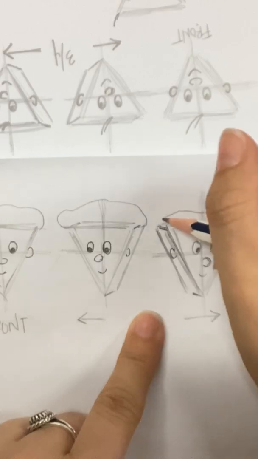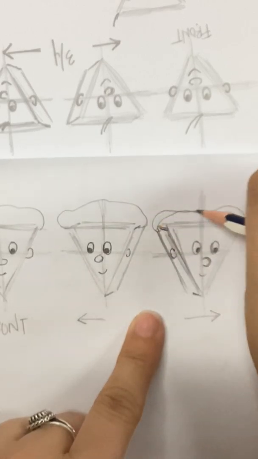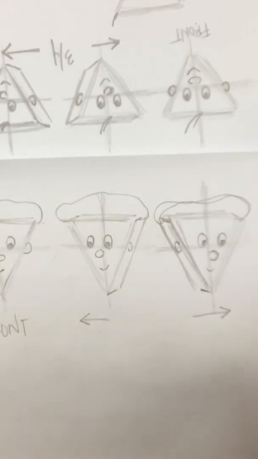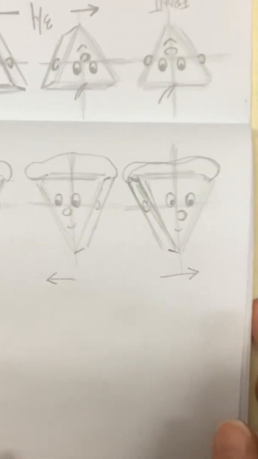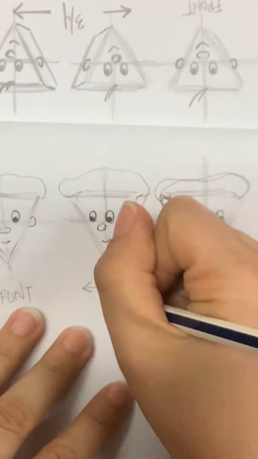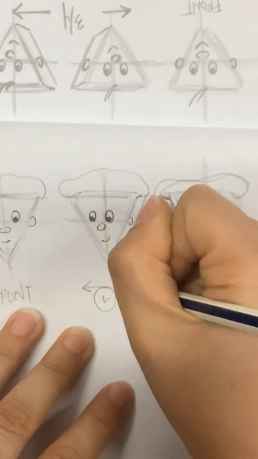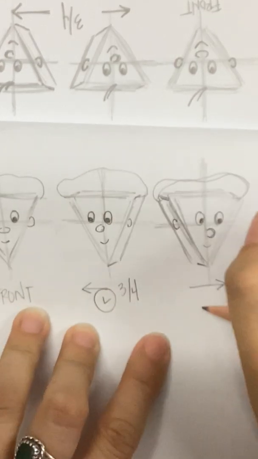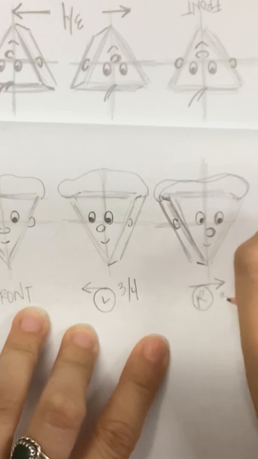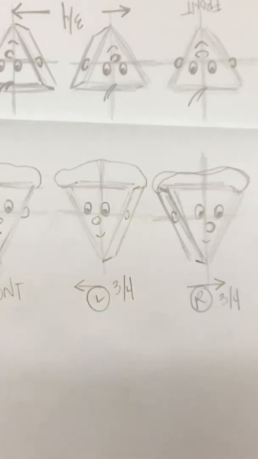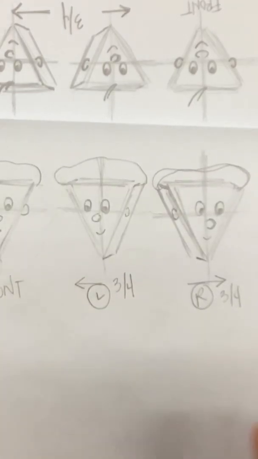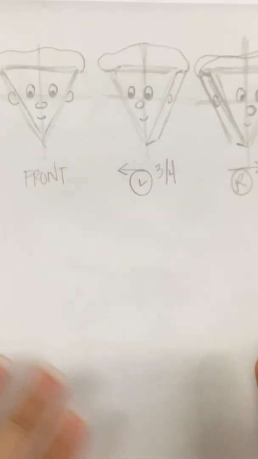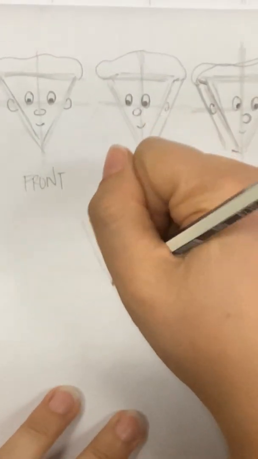Adding in the hair, and there we go. So we have the front-facing view, we have the left 3/4 view, and we have the right 3/4 view. And the last view that we're going to be reviewing today is the side view. So again, I'm starting with the same shape.